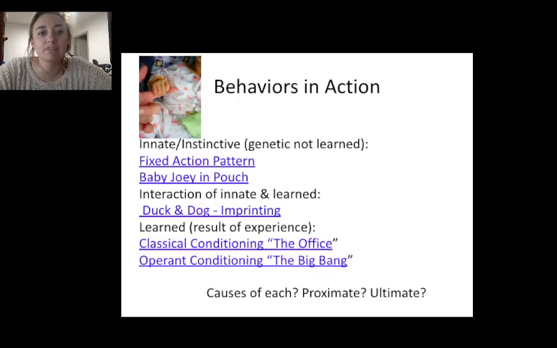Please take a look at some of these behaviors in action on your own time to look into more examples of behavior, instinctual or innate and learned. Tomorrow we will be talking more about social behavior.